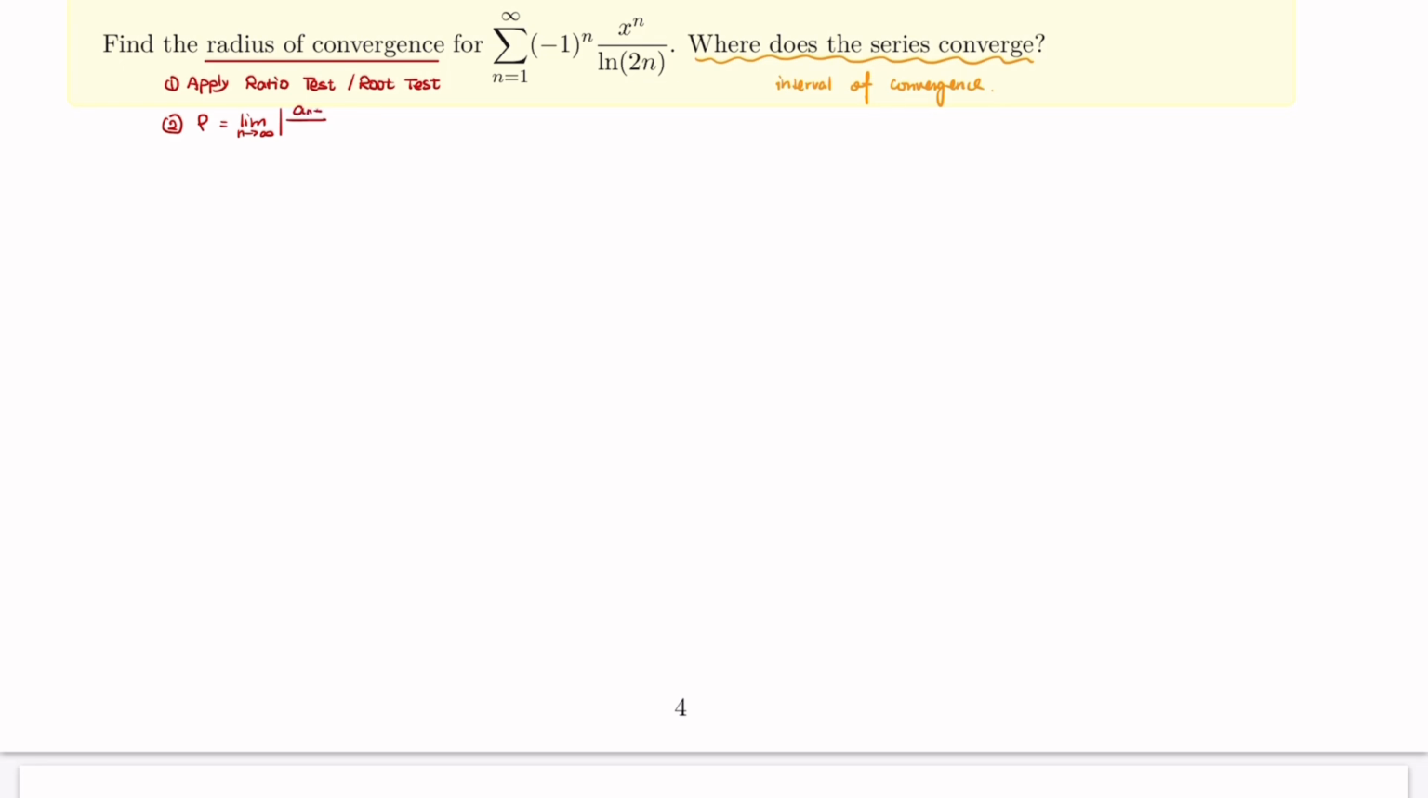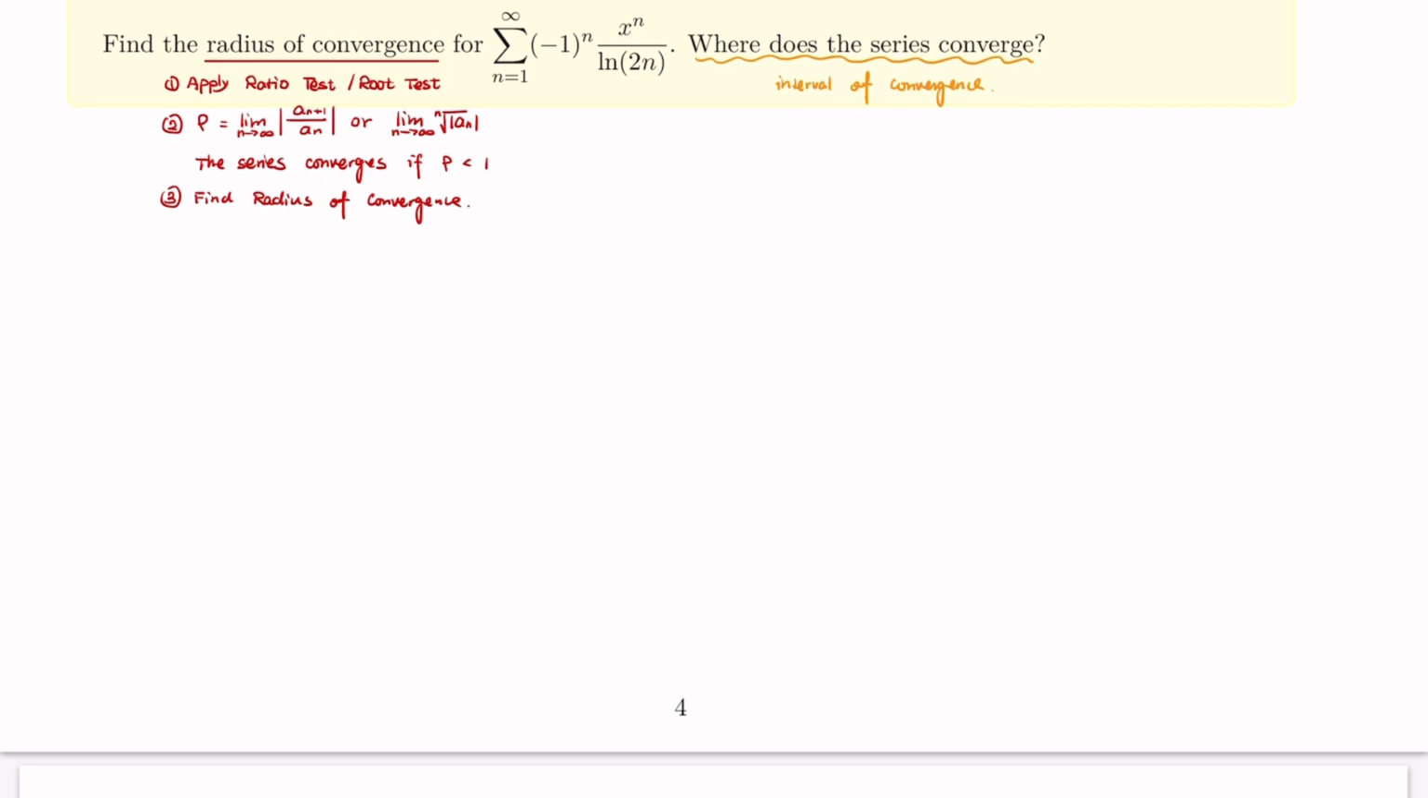Let me just recall it here. This is my rho. So basically, you know that by the ratio test or root test, the series converges if rho is less than 1. So you'll find rho after you apply the test, and then you'll say the series converges if rho is less than 1, and diverges if rho is greater than 1. From this, you can figure out my radius of convergence.